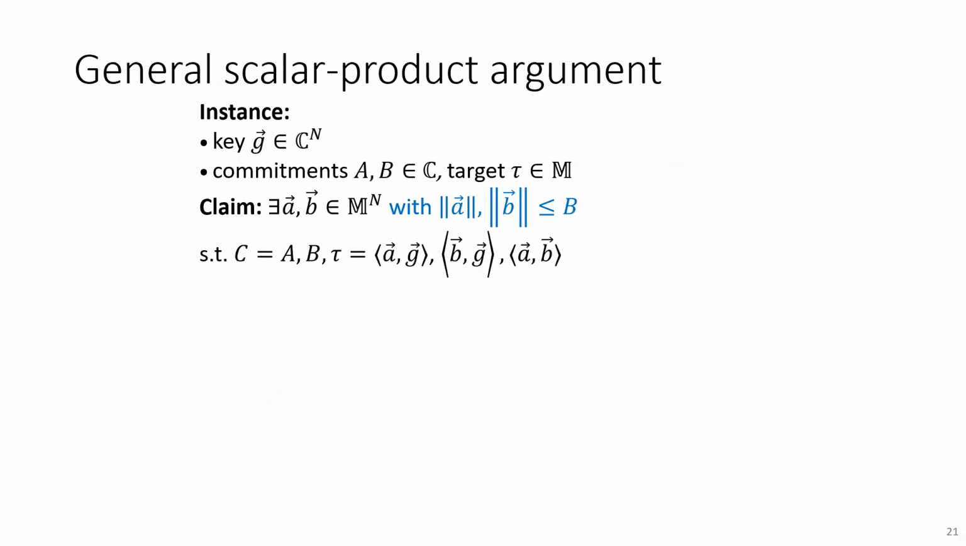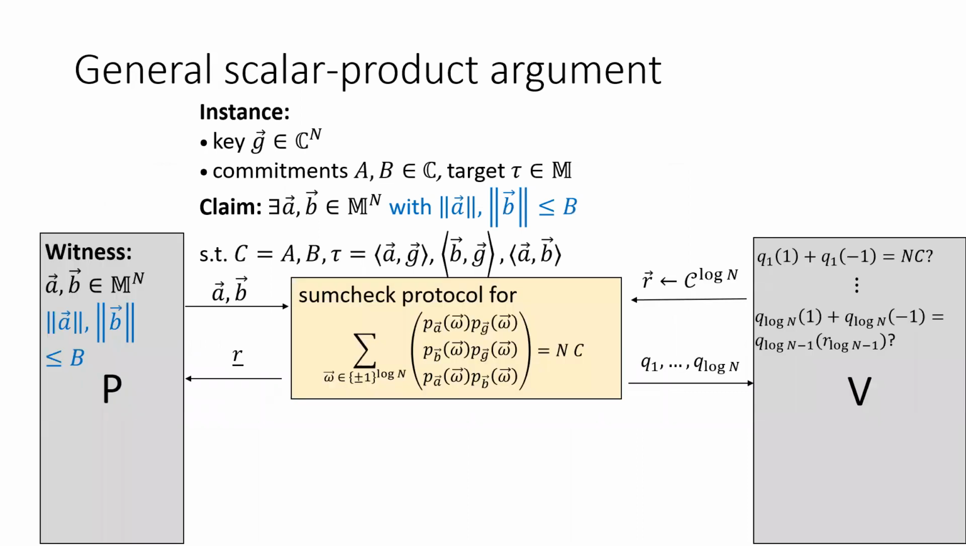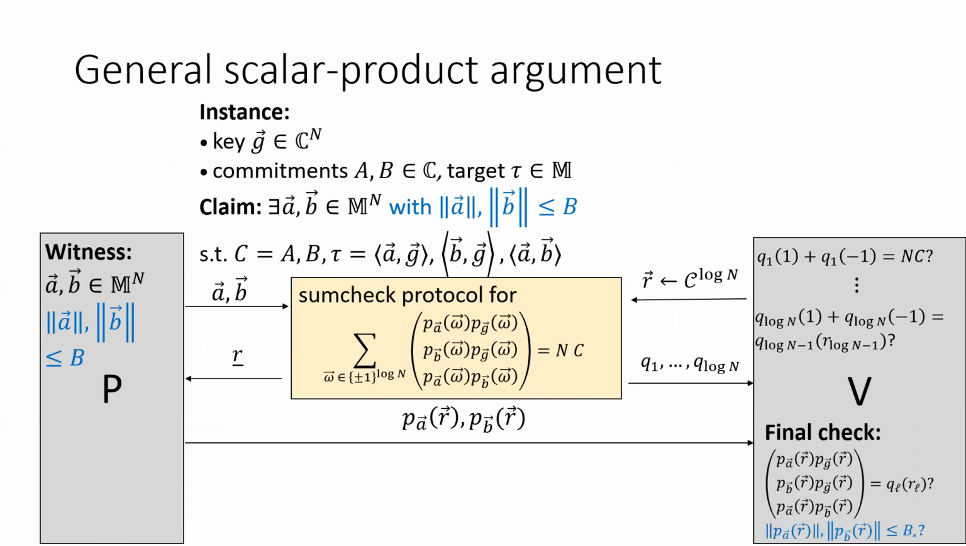Next slide. So in general, the only difference between this and what we had before is that now we have some norm constraints on the vectors A and B, the message vectors inside the commitments. So again, we can just run the same kind of sum check protocol as before. Everything is exactly the same. One thing we need to add is a final check on the sizes of the evaluations that the prover sends to the verifier.